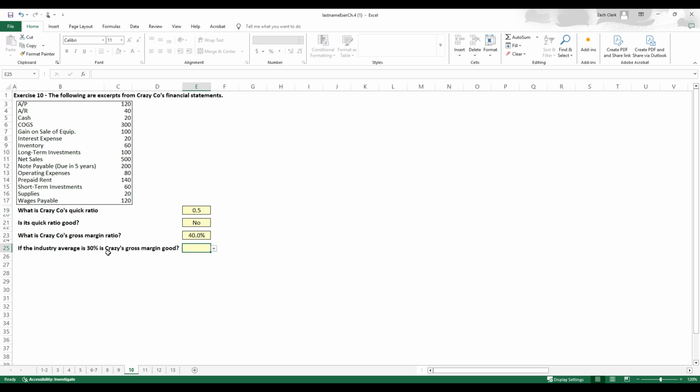Okay, if the industry average is 30%, is our gross margin good? Then we would say yes, because we're keeping more of our gross sales dollars after factoring in the cost of goods sold.